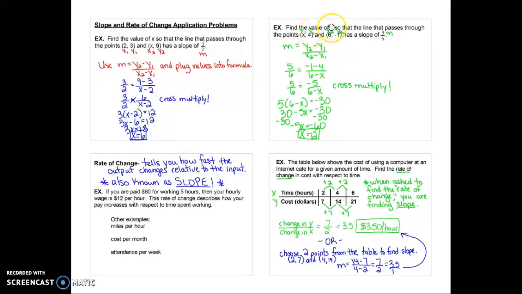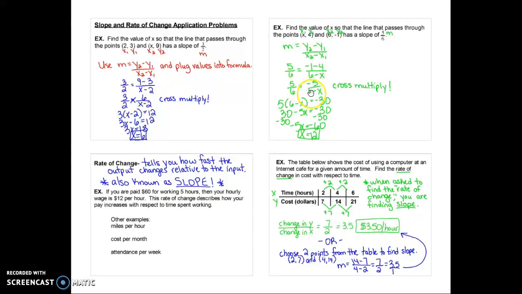Okay, I'm trying to find the value of x so that the line passes through the points (x, 4) and (6, -1) with a slope of 5/6. So I know my slope already. I know my m is 5/6. What I don't know is my x1 value. So my y2 minus y1 becomes -1 minus 4, over my x2 minus my x1, which is what I don't know. So 6 minus x. Again, you have a proportion, so you're going to need to cross multiply.